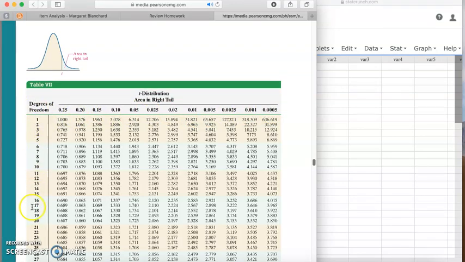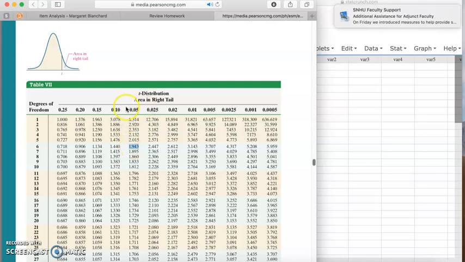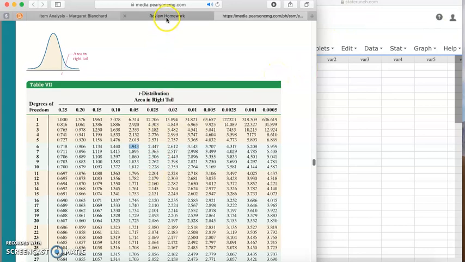Here's your degrees of freedom over here. And then inside here, those are your t-values. So for example, if I had 6 degrees of freedom and I had wanted that area of 0.05, if I went to 1.943 for t, that would give me an area of 0.05. All right, so let's go look at our problem.